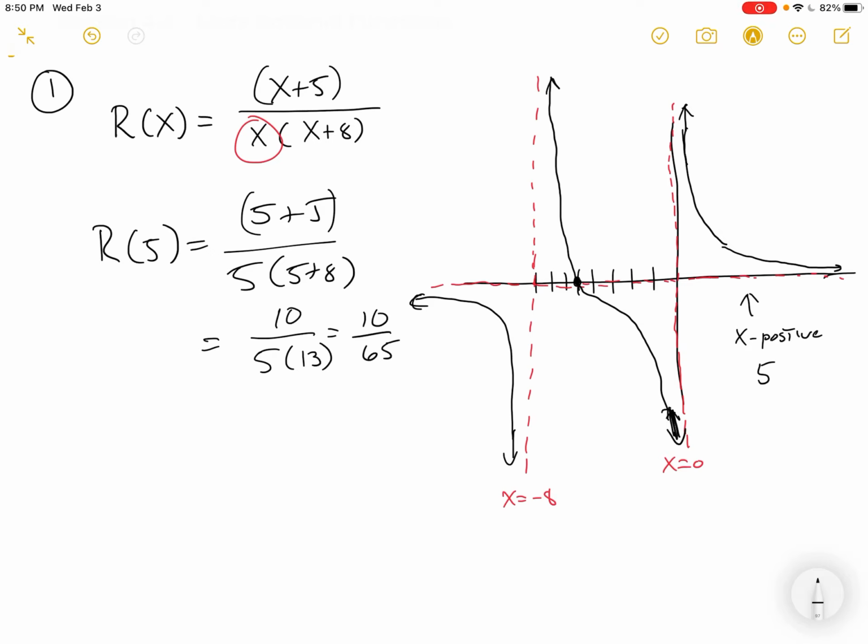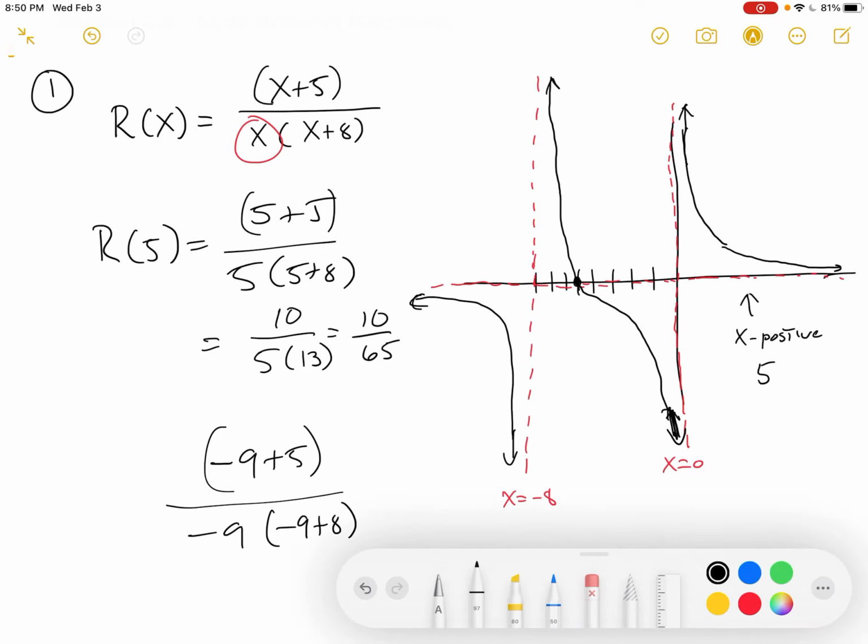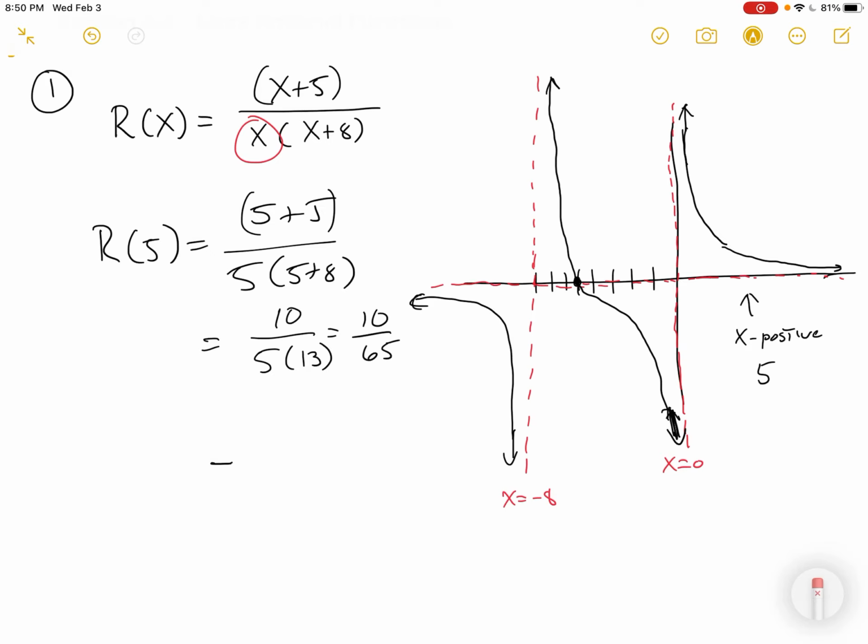You could check yourself. You could pick something beyond -8. If I pick something beyond -8, let's say -9. -9 plus 5, a negative number, all over -9 times -9 plus 8. Well, that's 3 negatives. 3 negatives make a negative. Of course we're below the x-axis. So where are we above the x-axis? So if the question is, hey, where are we above the x-axis?